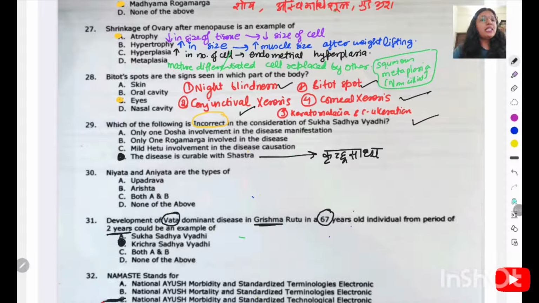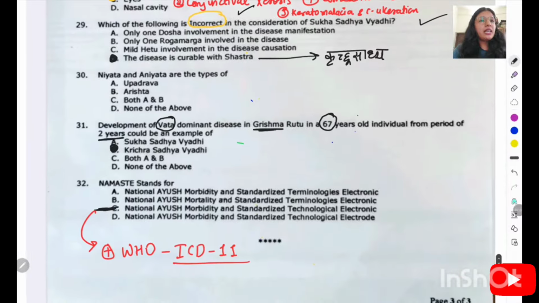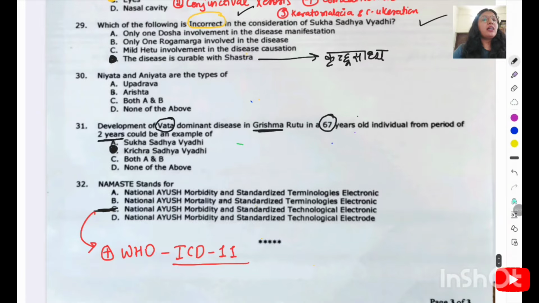Which of the following is incorrect with Sukha Sadhya? So what is happening in Sukha Sadhya? We will say that dosha, dushya and prakriti should all be dissimilar, and they should not be common, and there should be involvement of one Roga Marga, and the signs, symptoms, nidana and purvarupa are all in a mild form. But option D is not correct, because if a disease is curable by Shastra, that is known as Krichra Sadhya, that is not Sukha Sadhya.